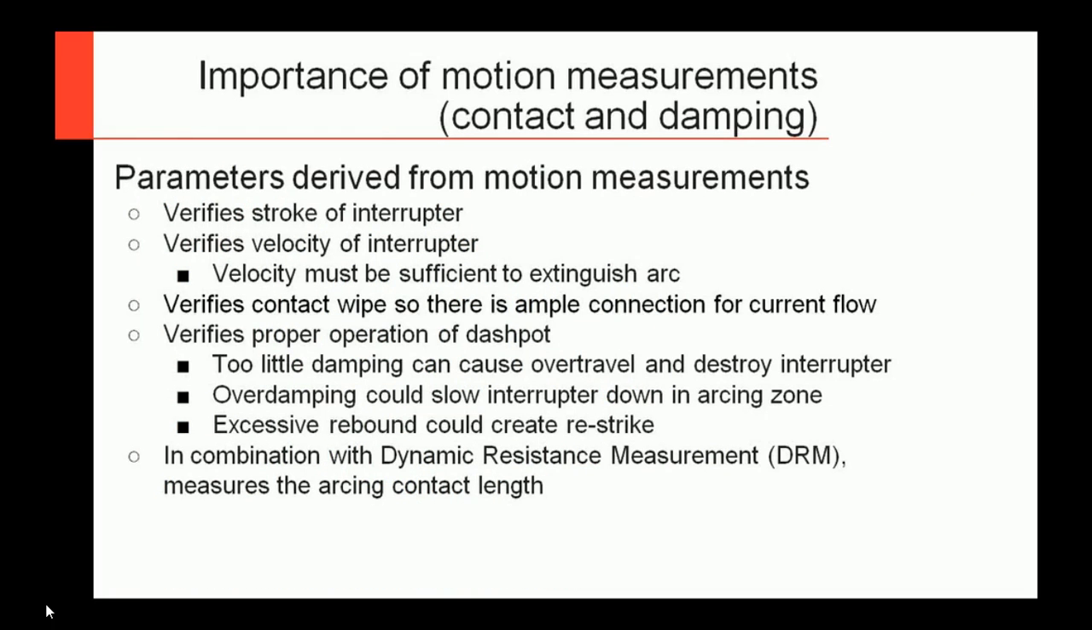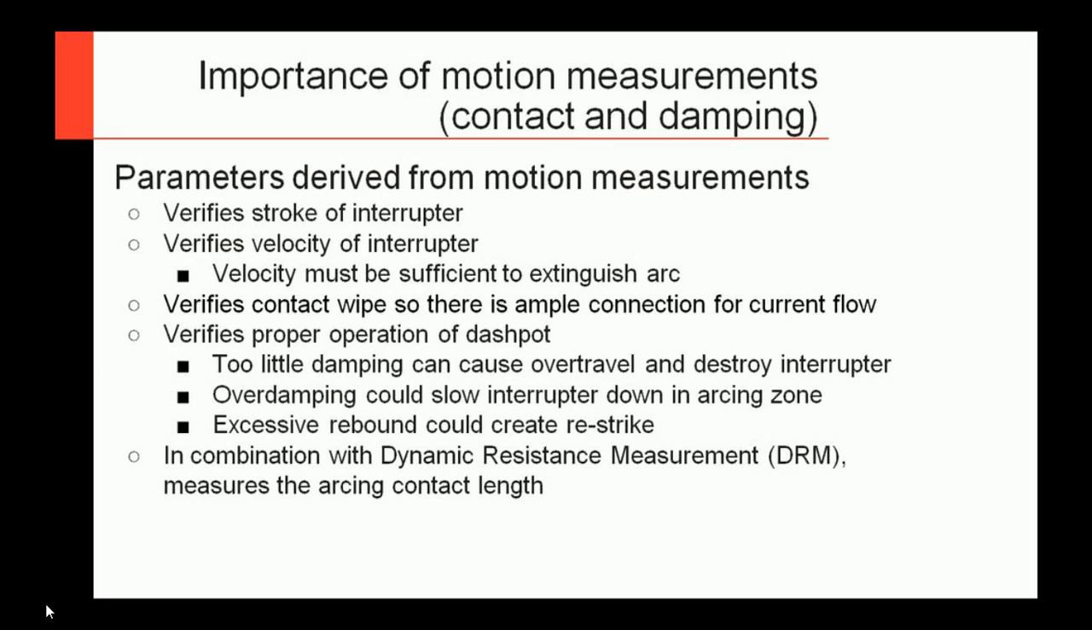So why do we measure motion? As I said, I think motion is very important and it often gets neglected. But it verifies the stroke of the interrupter, verifies the velocity of the interrupter. If the velocity isn't quick enough, there won't be enough energy to extinguish that arc. It also verifies proper wipe, so there's enough connection for the current flow.